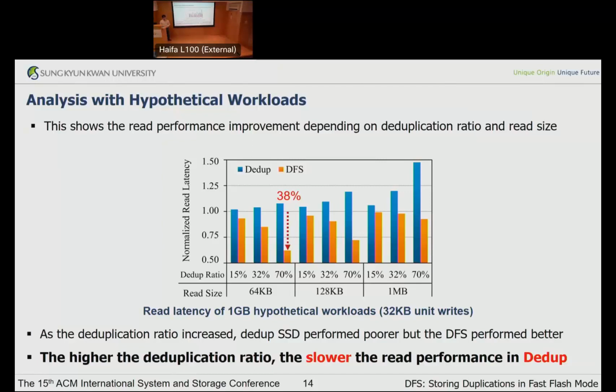But DFS performed better because the duplicate data were read in fast flash mode. At the 70% dedup ratio, 75% of data were read in fast flash mode. The latency was 38% lower than that of no dedup. So we can say the higher the deduplication ratio, the slower the read performance in dedup, but the faster the read performance in DFS.